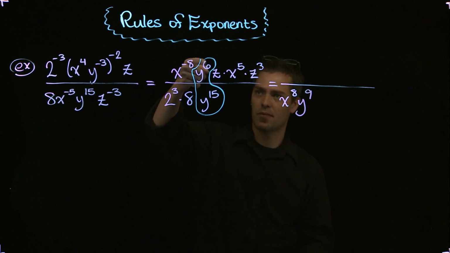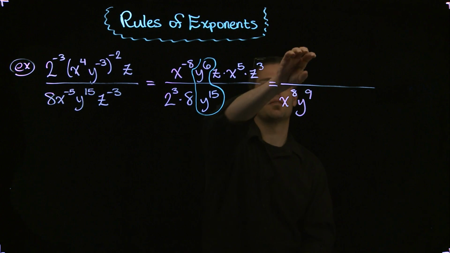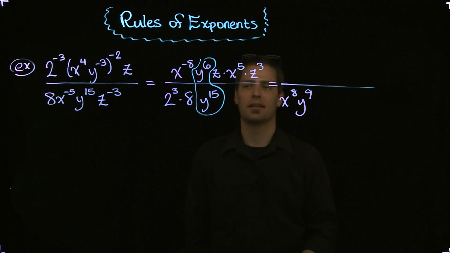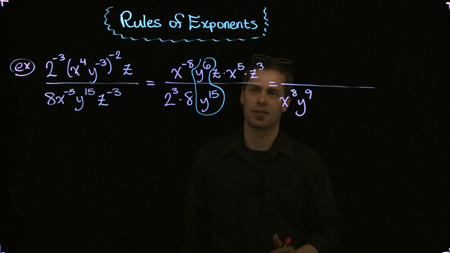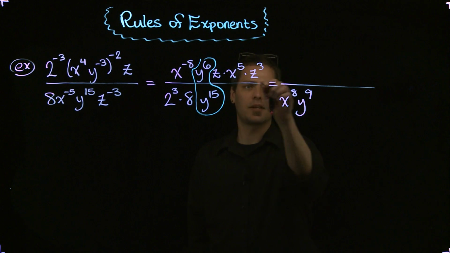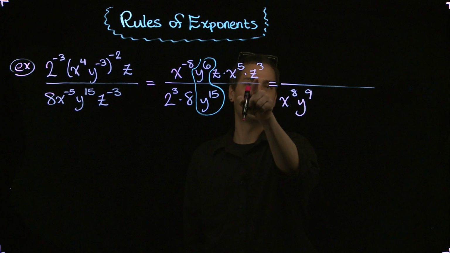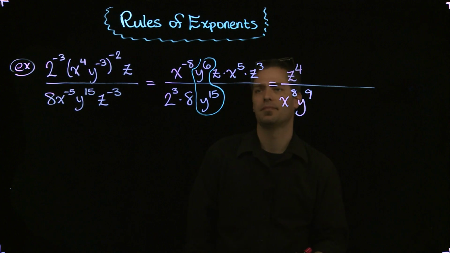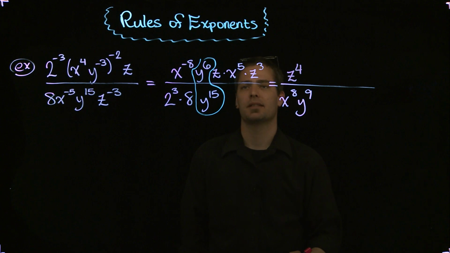Okay. If the 15 were on top and the 6 were on the bottom, then I would leave a y to the 9th on the top. That's just kind of a fast, nice way to handle that situation. Okay, the z's. Z times z cubed, z to the first power times z to the third power is z to the fourth power.